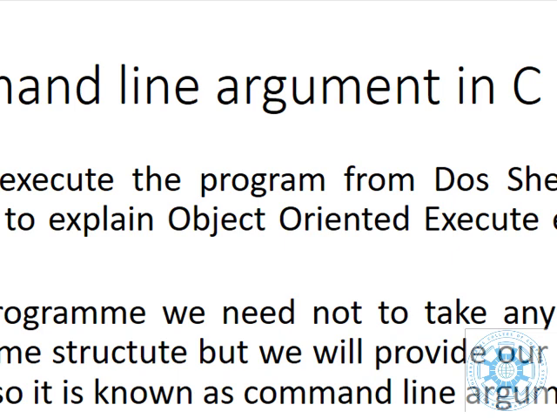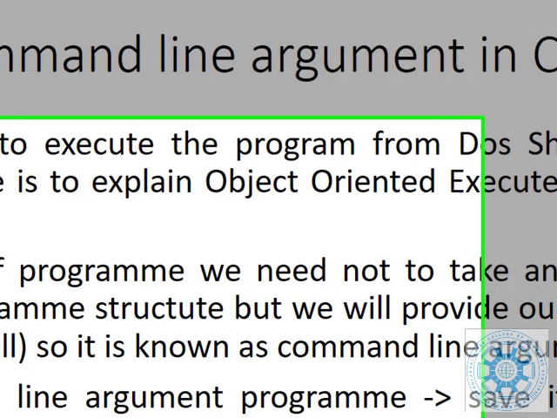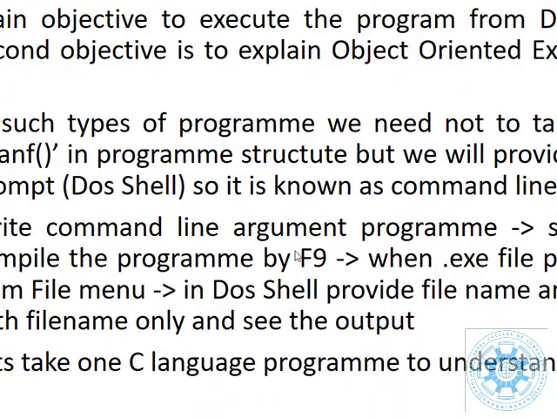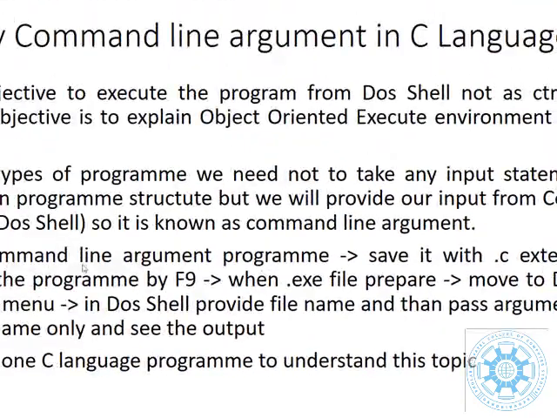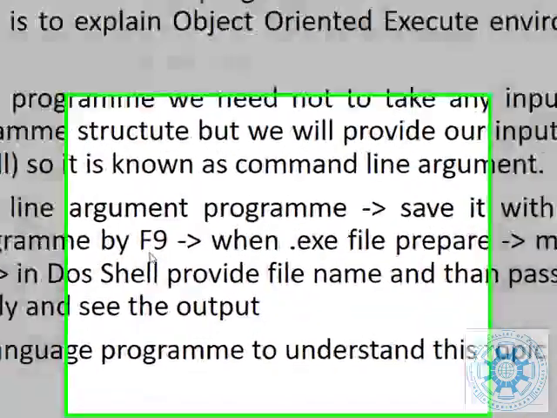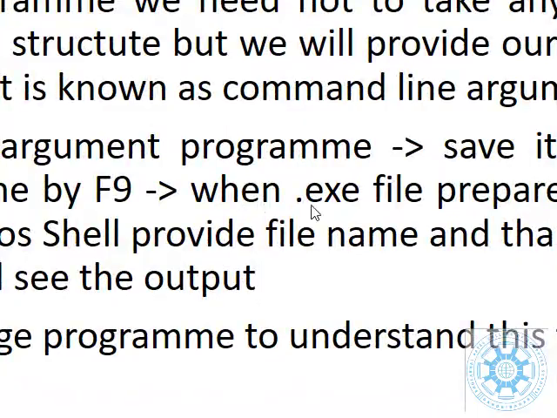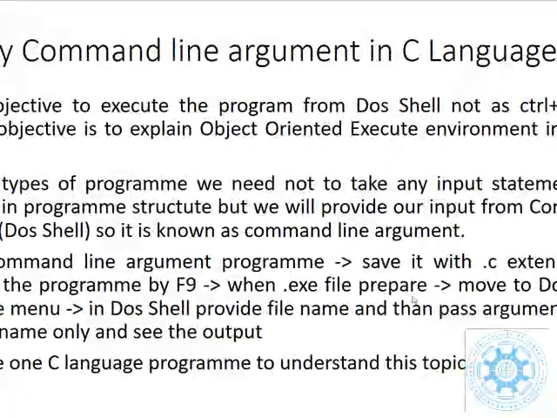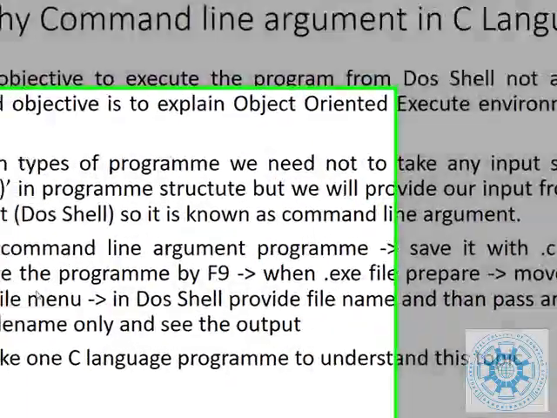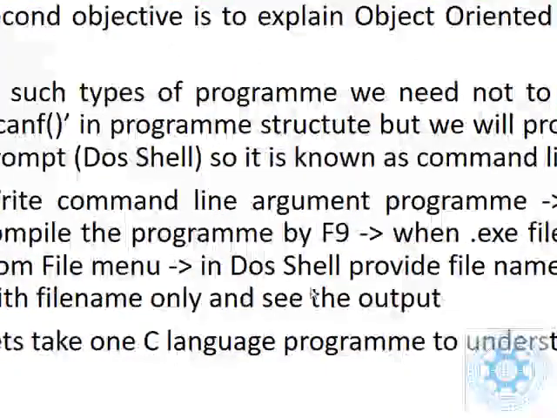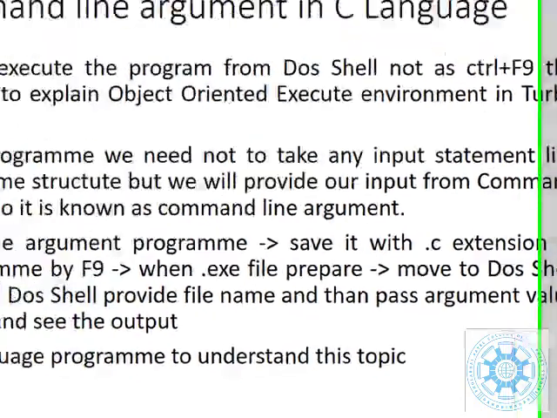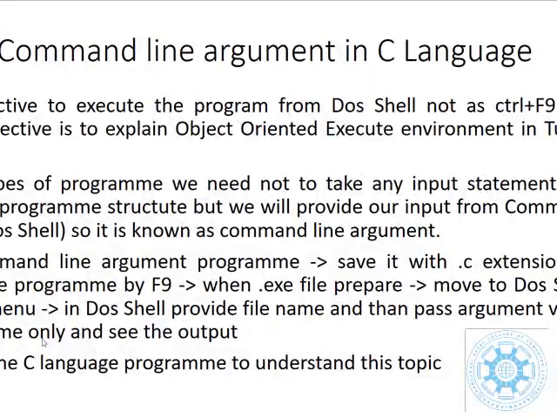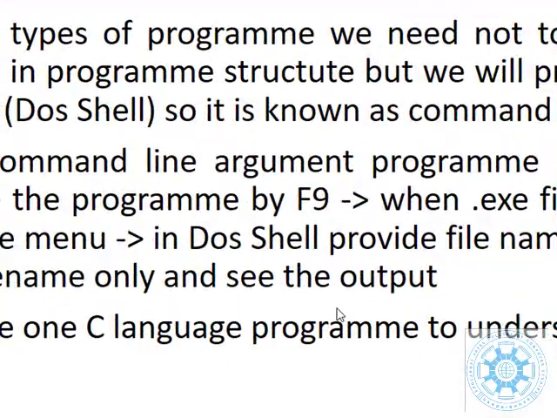So here are the steps. You can see that. Write a command line argument program. First write the program, then save the program with .c extension, then compile the program by pressing F9. When the .exe file is prepared, move to DOS shell from the file menu, and then DOS shell will provide the file name, and then pass the argument value within the file name only and see the output.